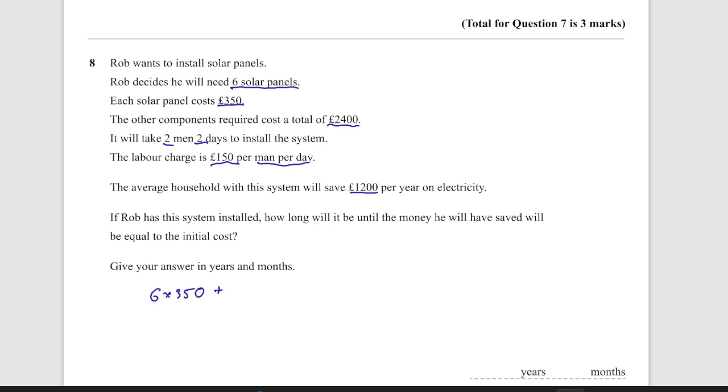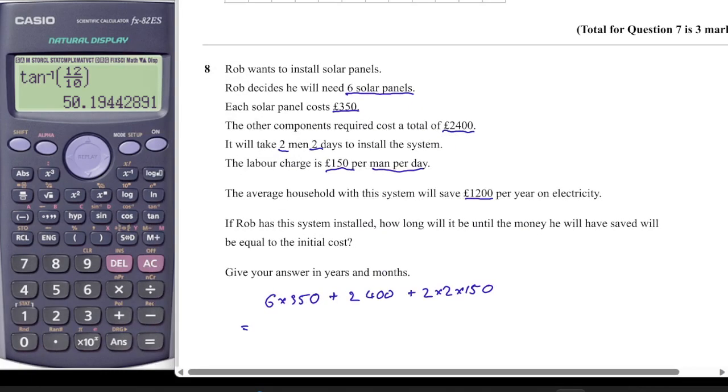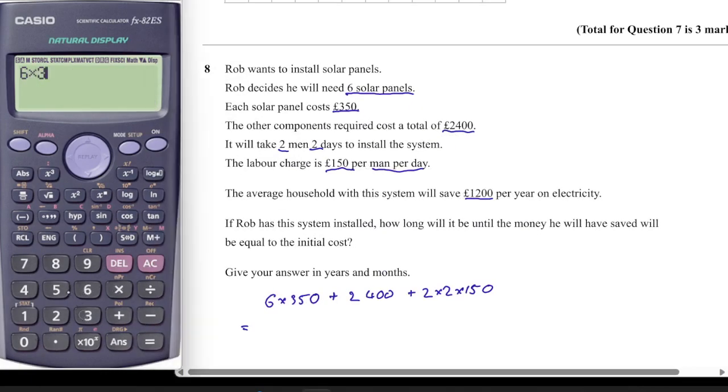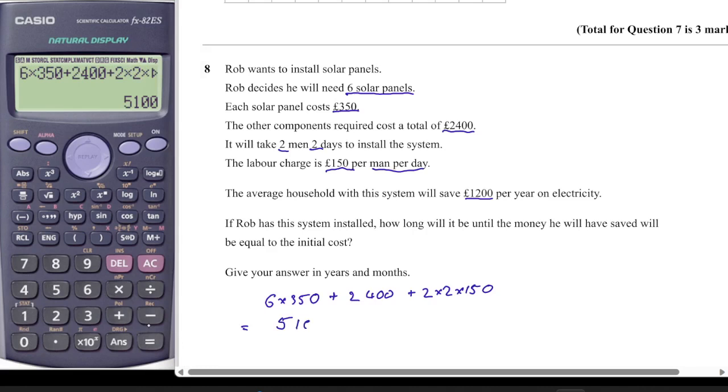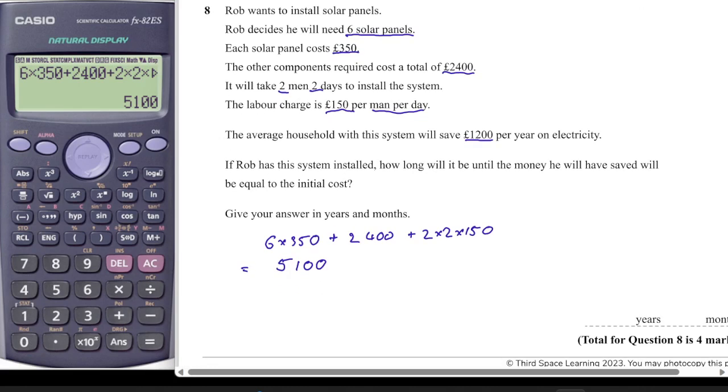We also need to add on the other components, which is £2,400, and we need to add on 2 men working for 2 days at a cost of £150 per day. So that's going to give us the total cost of the project. So 6 times 350 plus 2,400 plus 2 times 2 times 150. So it's going to cost him a total of £5,100.